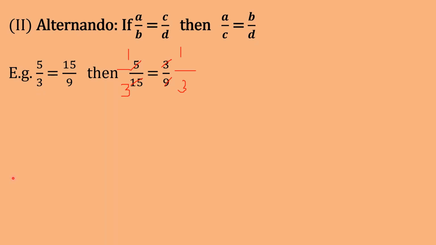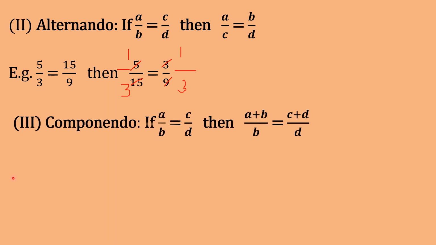Moving to the next property. The next property is componendo. What is componendo? If A upon B equals C upon D, then A plus B upon B equals C plus D upon D.